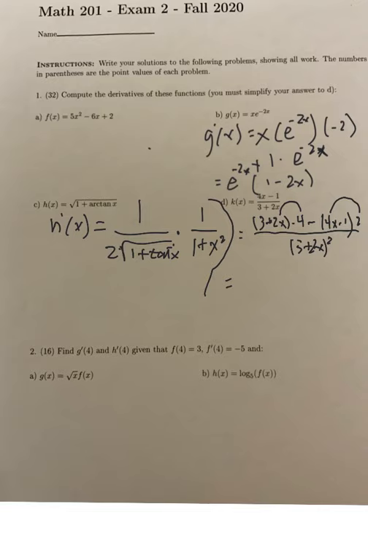So what survives? Well, I have this 3 times 4. I distribute the 4 out, and then we distribute the 2. So I get 12, and then notice we have a minus 2. That makes plus. And we still have our denominator, 3 plus 2x squared. And of course, that's 14. Okay, and we're done with problem number 1.